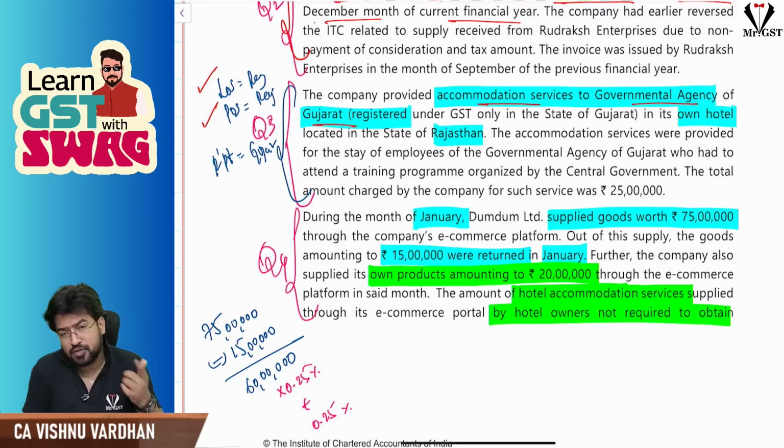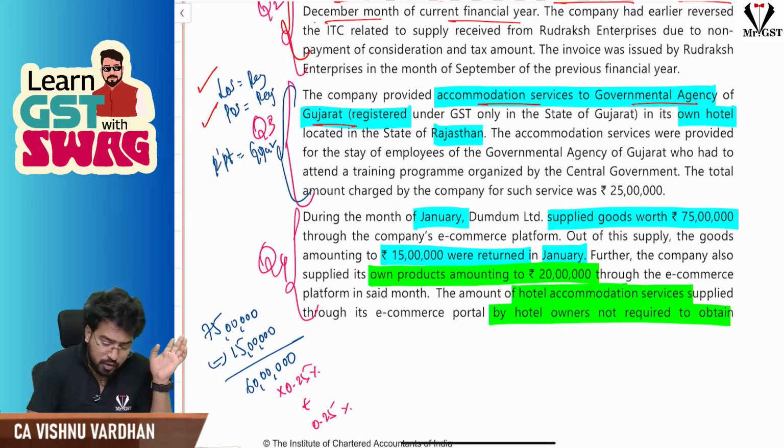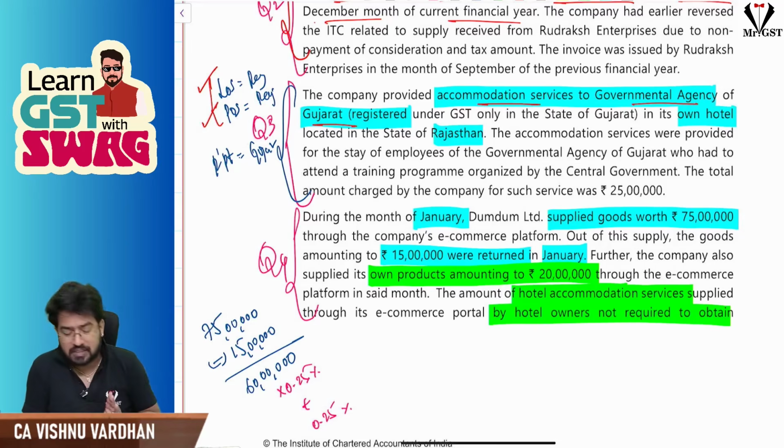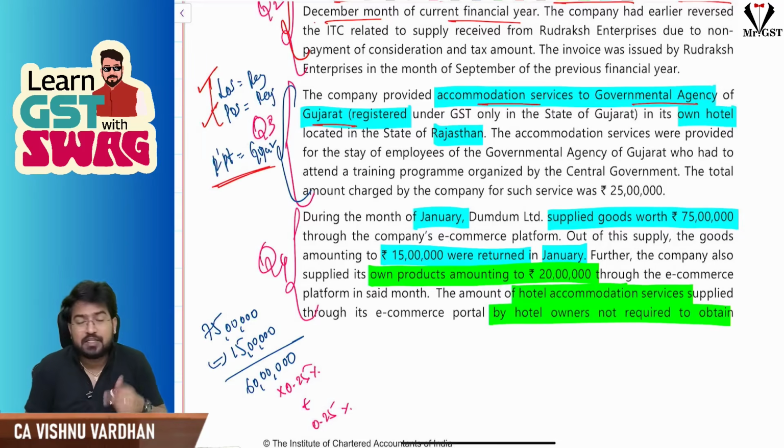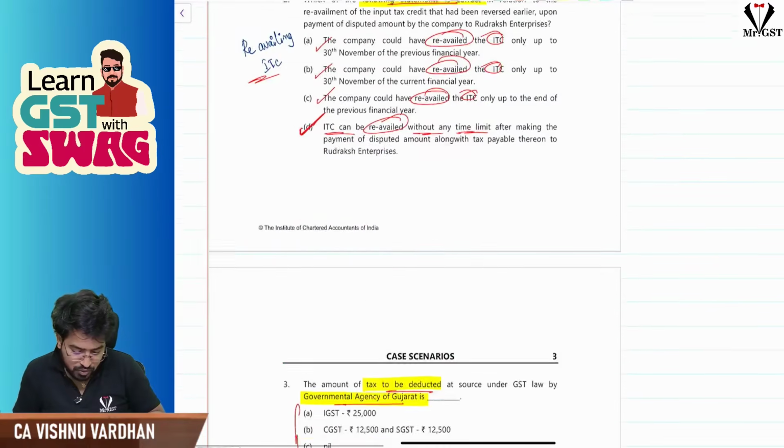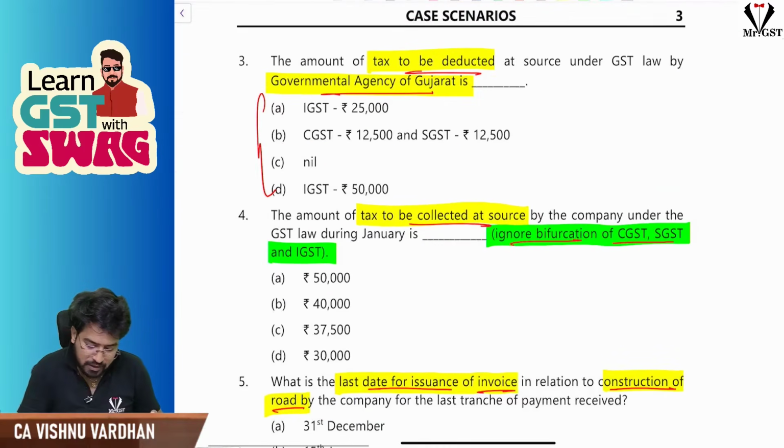Place of supply, as you know, for immovable property is the location of the immovable property, so Rajasthan is the place of supply. Location of supplier and place of supply fall in one state, but the recipient is registered in Gujarat, a different state, so TDS provisions will not come into picture here. So the answer for the third MCQ should be nil.